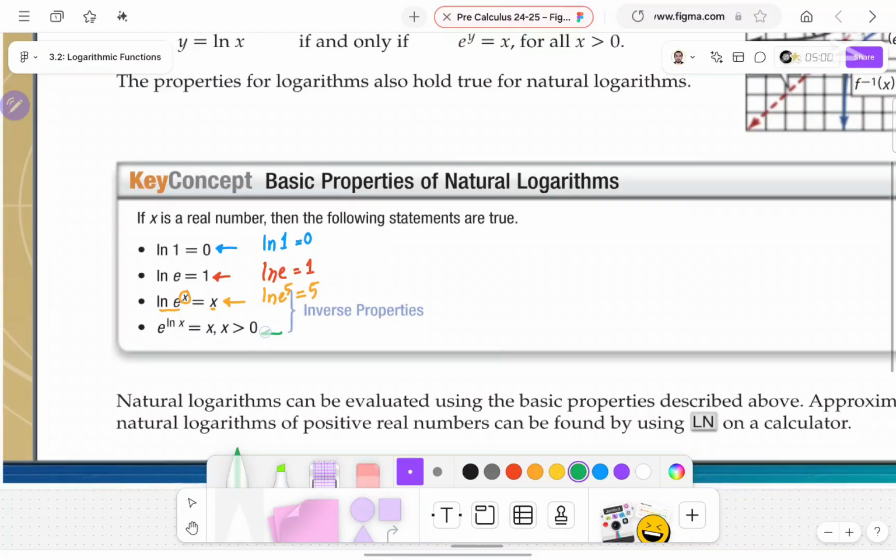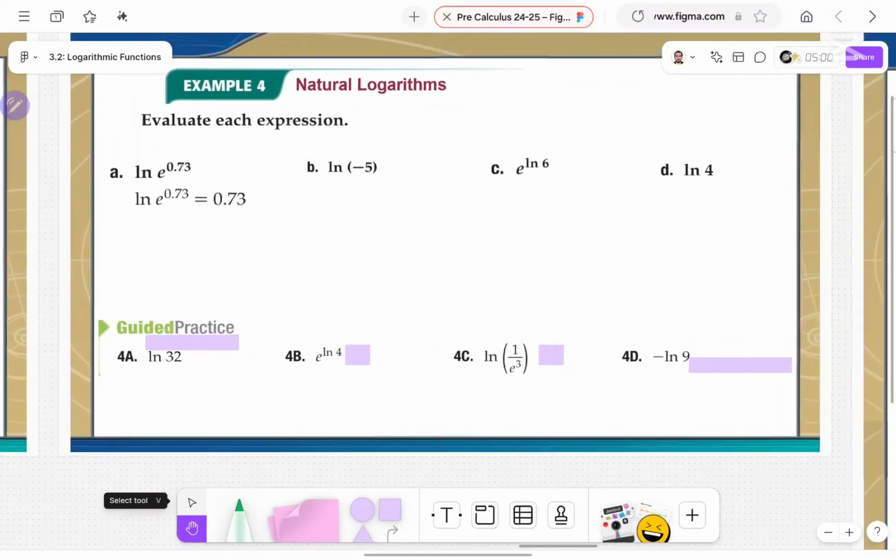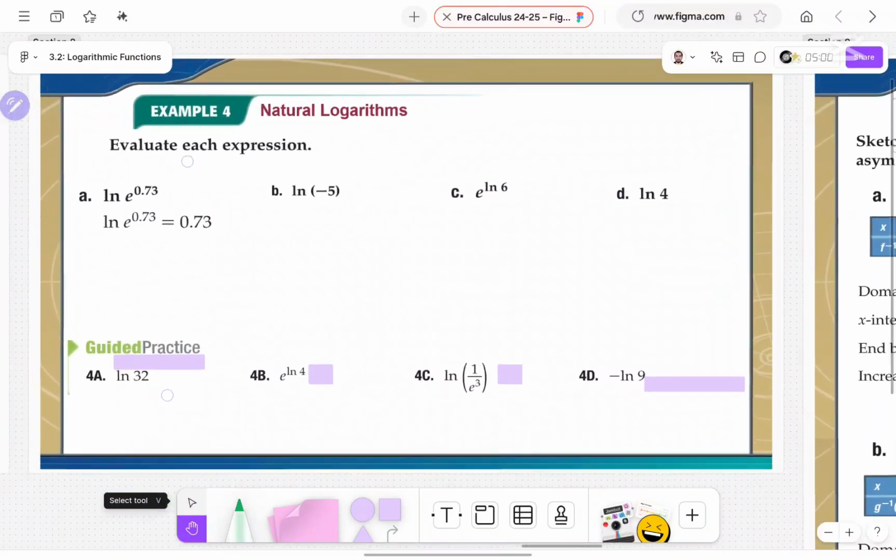And the same thing for the exponential. When I have e to the power of ln 5, this is similar to saying 10 to the power of log base 10 of 5, so the answer is equal to 5. I hope you understand the rule. Now let's go here and take some examples about the natural logarithm.